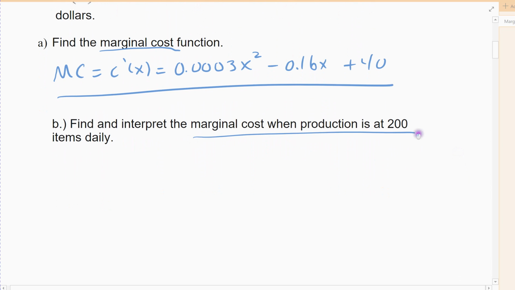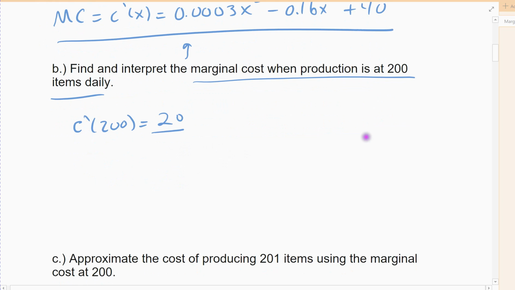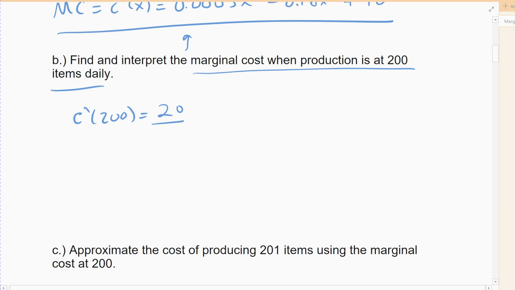Find and interpret the marginal cost when the production is at 200. So again, I want to find my derivative at 200. I'm plugging 200 into the equation I just found, and it comes out to 20. Actually, the more important part of this is the interpretation. What is marginal analysis? It's the analysis part. What does this tell me? If this were a test question, maybe a point would go for the right answer, but 3 or 4 points would go for your interpretation.